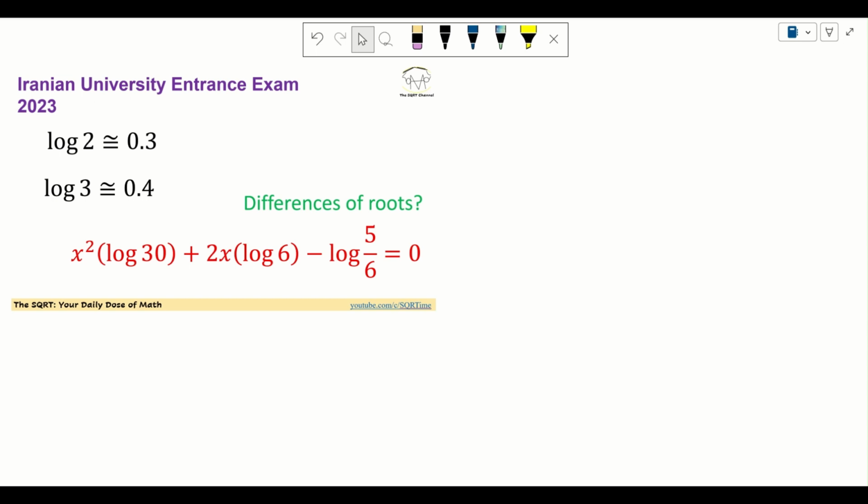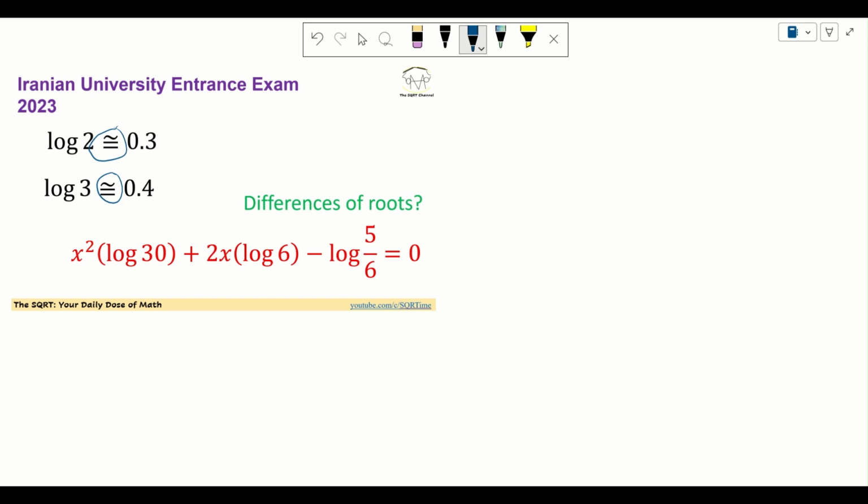Now we are given an equation: log of 30 multiplied by x squared plus 2x times log of 6 minus log of 5 over 6 equals 0. And we are going to find the difference between the two roots that this equation has. Let's see how we are going to solve this problem. Remember, we are given approximate values, so we are going to use this approximation to find the difference between the roots.